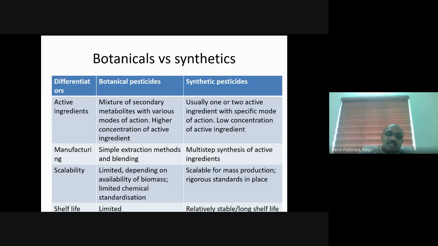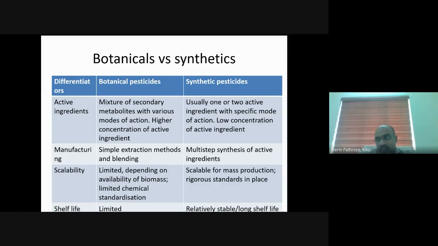And coming to the scalability of botanicals and synthetic pesticides, that means how we can manufacture it on a large scale. That is one of the major limiting factors of botanicals. If you have found a very good plant material which has very good insecticidal property, and it needs to be scaled up, that means if you want to produce it in large quantity, you need a large quantity of biomass of that plant material.